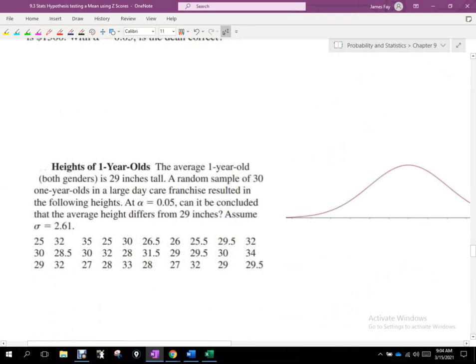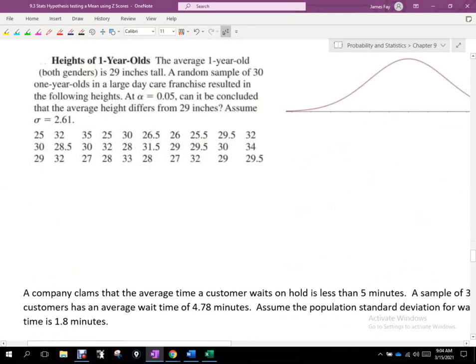All right, so we'll jump down here. Let's do this one here. Heights of 1-year-olds. It says the average 1-year-old is 29 inches tall. When you have your own 1-year-olds, you'll go to yearly, monthly checkups, and they'll measure them, weigh them, measure head circumference, length, weight, all that kind of stuff, and then they'll put you on a projection chart and compare you to the percentiles of all 1-year-olds or all 6-month-olds or whatever. So you'll interact with this at some point in your life.